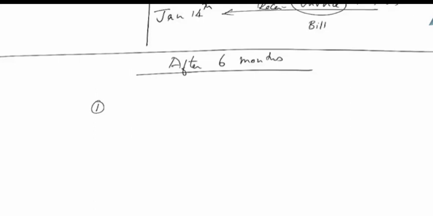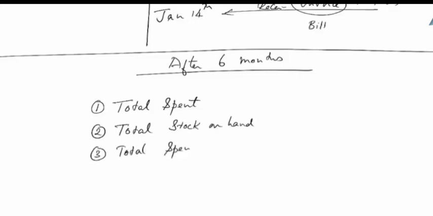So I want to understand, say, how much I have spent in total. So total spent. I also want to understand the total stock on hand. I want to understand the totals spent or paid per month, meaning how much I spent in the month of January, how much I spent in the month of February, March, so on and so forth.